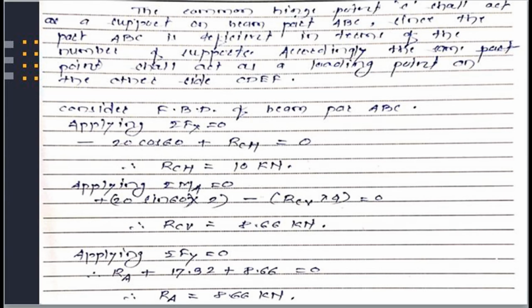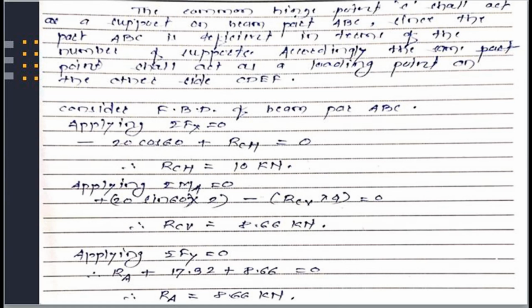Number second should be summation Fy should be 0. And number third must be moment of all the forces about any point must be equal to 0. Now, first of all, we will resolve all the forces in horizontal direction and applying condition of equilibrium, that is applying summation Fx is equal to 0.